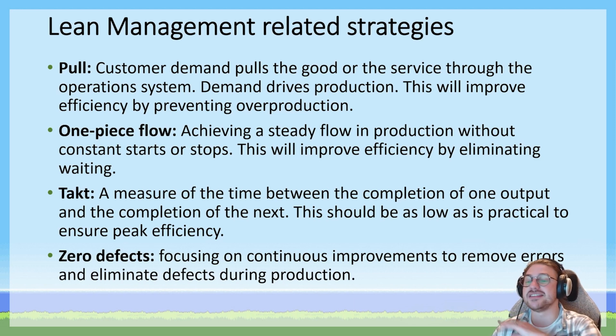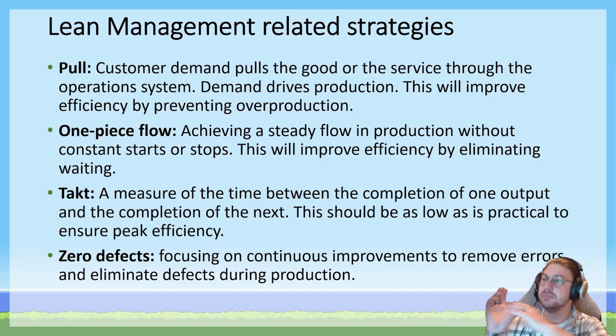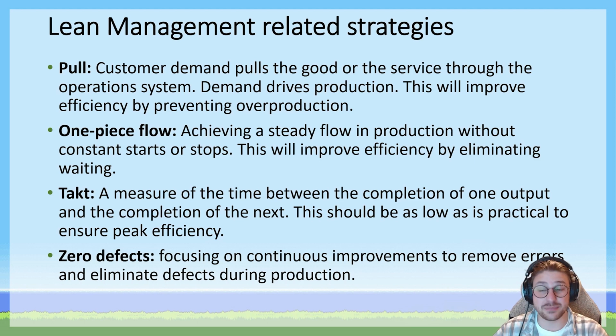Then there's one-piece flow. This is about achieving a steady flow in production. Essentially, what we're trying to do is eliminate starts and stops, because if things are starting and stopping, there will be a point where goods on the production line or employees are waiting for the next thing to happen. And if you're waiting for something to happen, you're probably wasting time. So if we can have one-piece flow through your entire operations system, inputs go through processes and they become outputs, and there wasn't any stopping and waiting at any point, we have been excellently efficient. We have eliminated waiting from our processing.